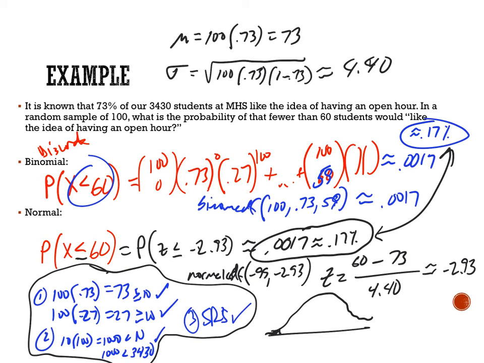Now, there have been not very many, but at least a couple AP exam FRQs where the rubric has allowed students to answer using either the binomial or the normal. And if you use the normal, you did have to show that it was legitimate to use it.